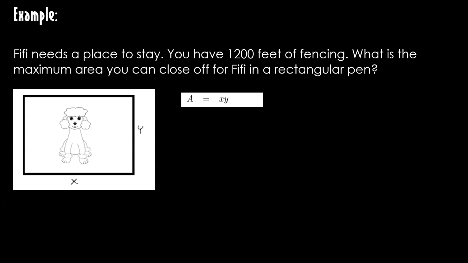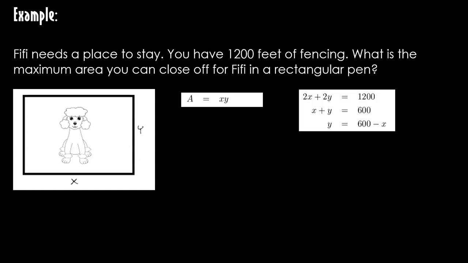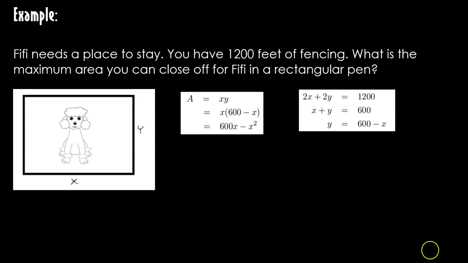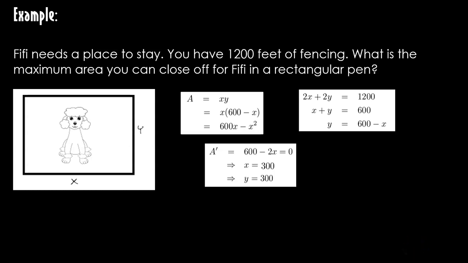Now it's 2 variables. I need to find something that relates these 2 things. Well, I know that the perimeter is 1,200 feet. So I have 2x plus 2y equals 1,200. Dividing by 2 to make my life a little bit easier, x plus y equals 600. That makes y equal to 600 minus x. Now I plug that back into the area equation and multiply through to make taking the derivative a little bit easier. A prime is 600 minus 2x, set it equal to 0. I get x equals 300. Plugging it back in to figure out what y is, also 300, so it's a square.